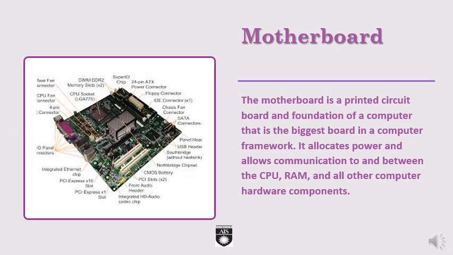The picture you can see now is the most important part of the CPU. It is the motherboard. The motherboard is a printed circuit board and foundation of a computer that is the biggest board in the computer framework. It allocates power and allows communication to and between the CPU, RAM and all other computer hardware components.